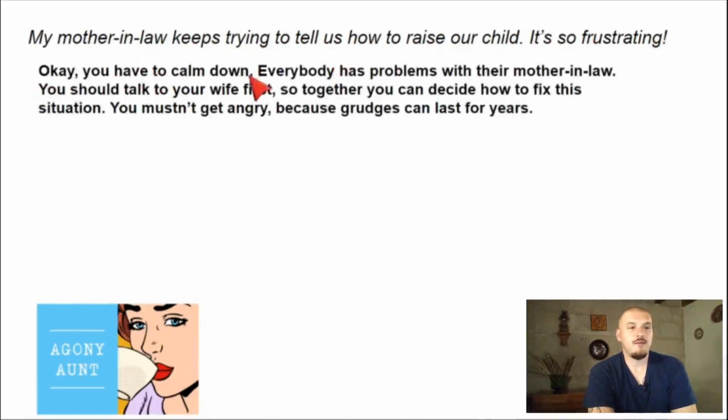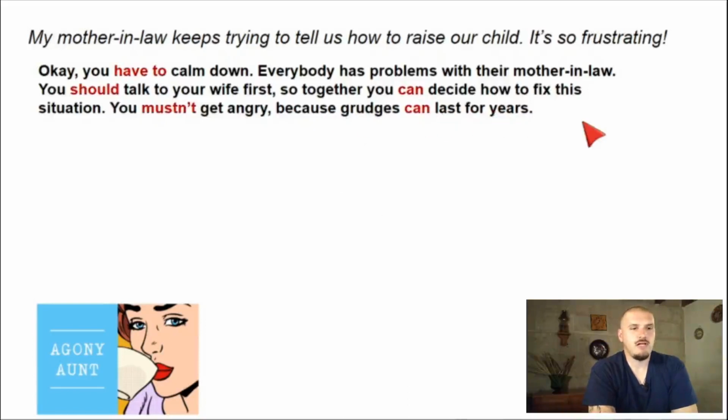Okay, you have to calm down. You have to calm down. Everybody has problems with their mother-in-law, okay? Tienes que tranquilizarte, todo el mundo tiene problemas con su suegra. You should talk to your wife first. Deberías hablar con tu esposa primero, so together you can decide how to fix this situation. Para que juntos puedan decidir cómo arreglar la situación. You mustn't get angry. No debes enojarte because grudges can last for years. No me acuerdo la traducción de grudges. Cuando tienes un sentimiento contra alguien durante mucho tiempo y no lo dejas ir. Because grudges can last, pueden durar años.